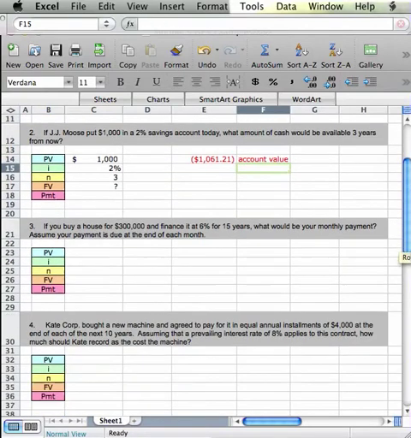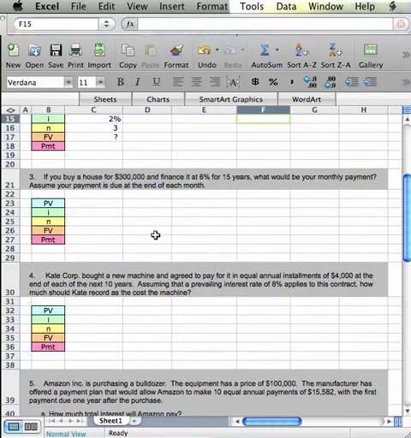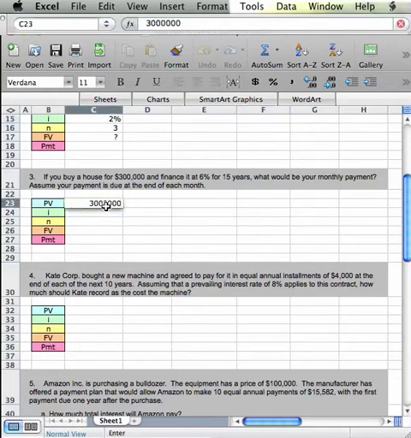The next example is going to be one in which we have a payment stream or an annuity. Here, we're going to determine a mortgage payment. If you buy a house for $300,000, that's the cost today, or the present value, and finance it at 6% interest for 15 years, what would be your monthly payment?